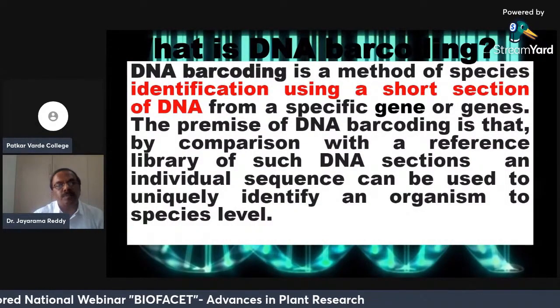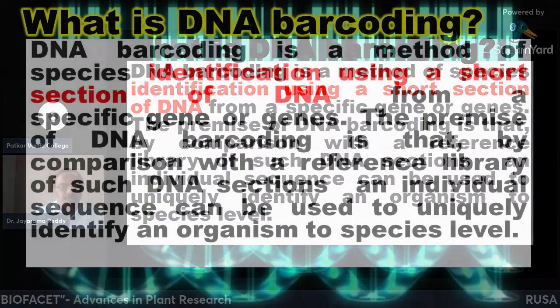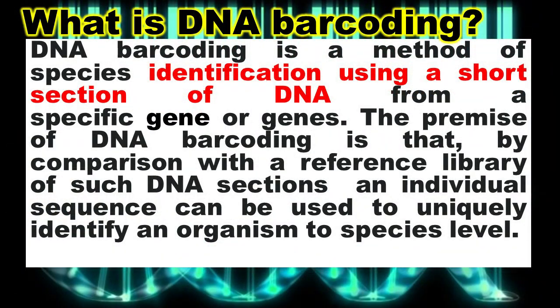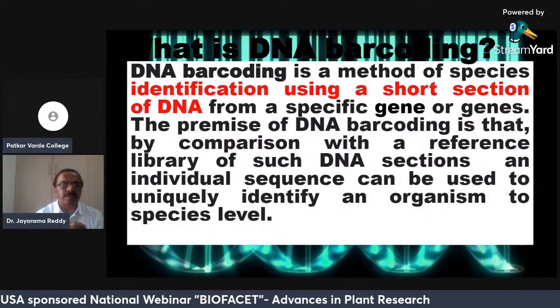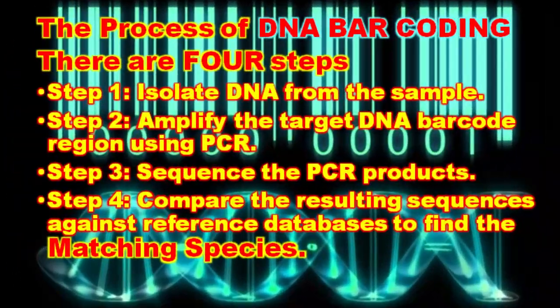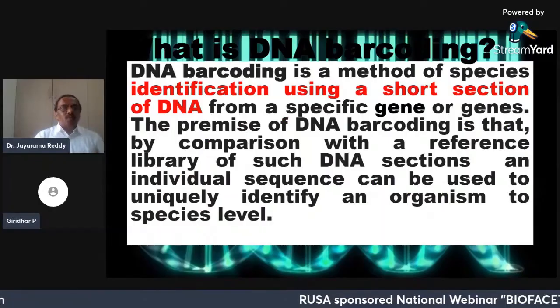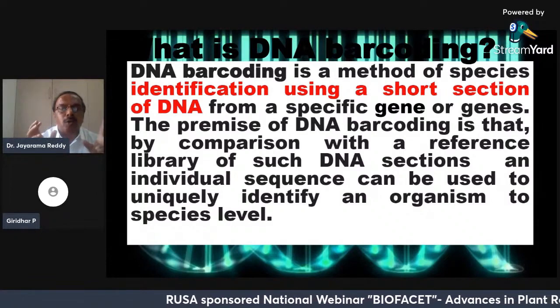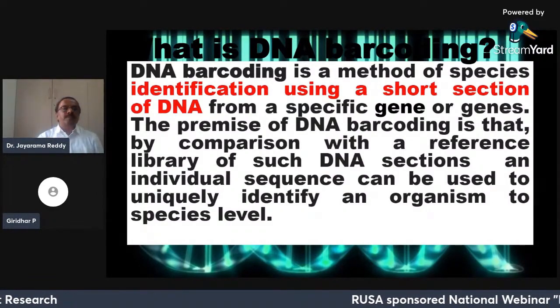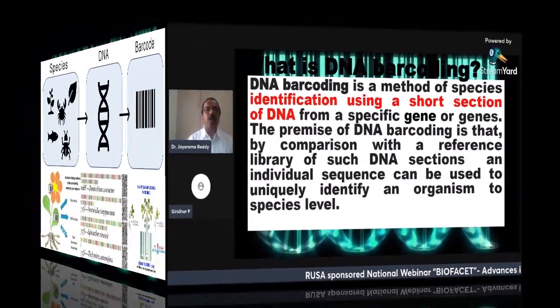DNA barcoding, the identification of plant species or animal species or any organism, is done by using a short section of DNA from a specific gene or genes. The premise of DNA barcoding is that by comparison with the reference library of DNA sections, an individual sequence can be used to uniquely identify an organism to the species level. We create a DNA barcode for each and every plant. So you can barcode a plant.